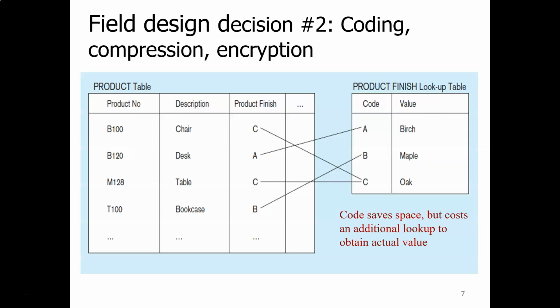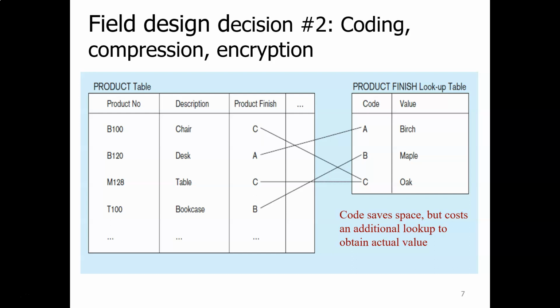And the second decision is to consider whether you need to code the field, compress the field, or encrypt the field for security reasons. In this example, we are coding the field finish. In the product file, we have a field called finish, and the finish can be birch, maple, or oak. So in this case, instead of having the actual value, birch, maple, or oak in the table, we decide to use ABC to code it.